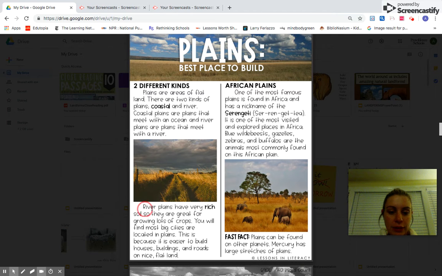River plains have very rich soil. So they are great for growing lots of crops. Remember that word crops means food, okay? You will find most big cities are located in plains. This is because it's easier to build or construct. Remember that word construct and build are the same. Houses, buildings, roads on nice flat land.